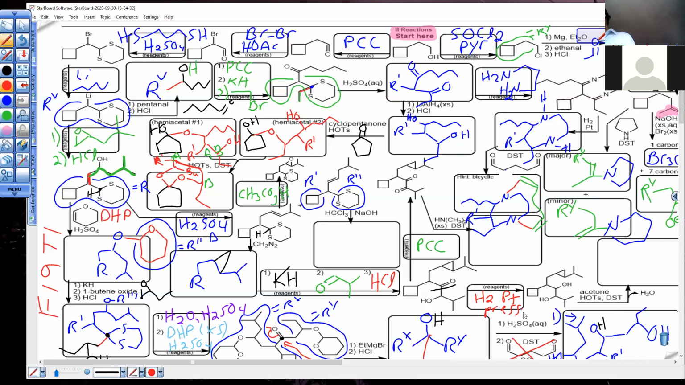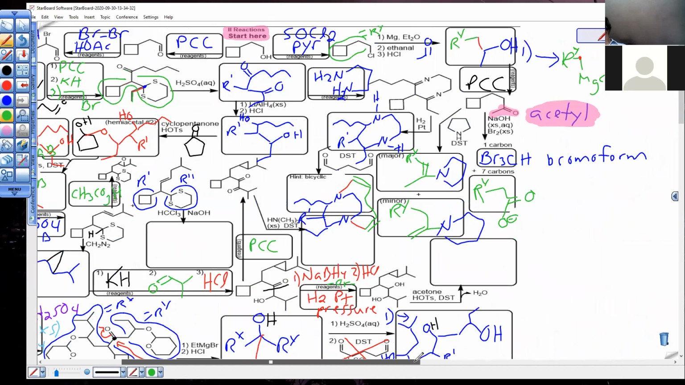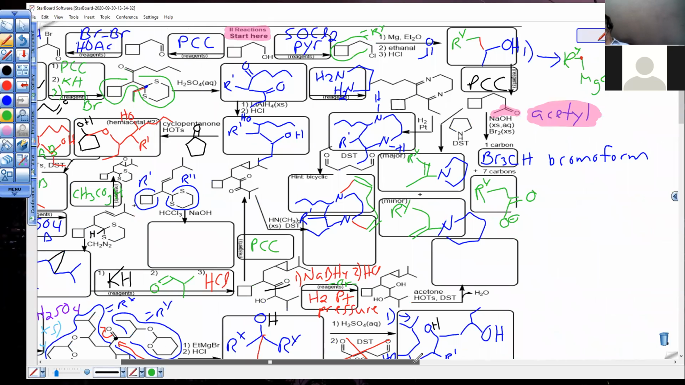You can use sodium borohydride, followed by HCl. Reminder, those are an or proposition. They both will reduce ketones and aldehydes to alcohols. And just in case you forgot, the most important thing on this test is forming acetals.